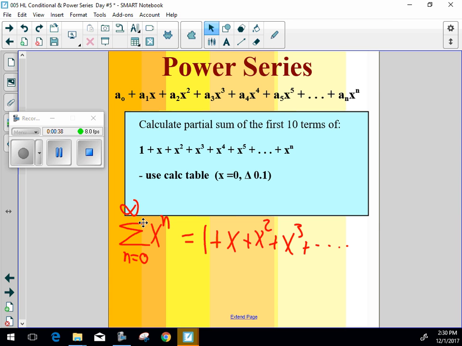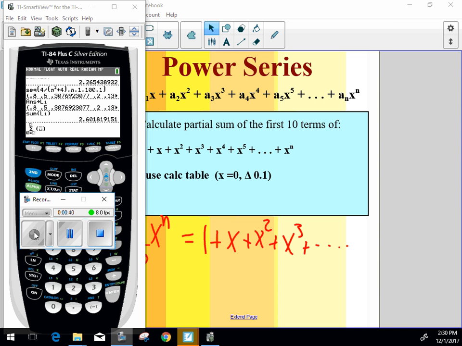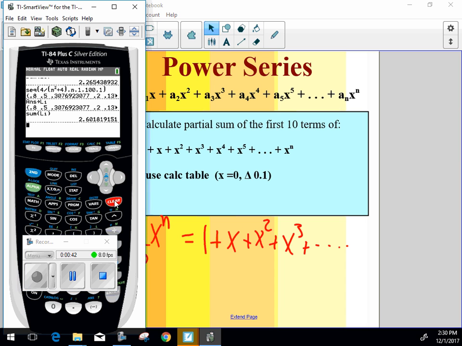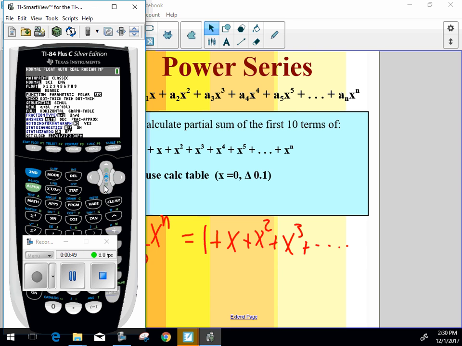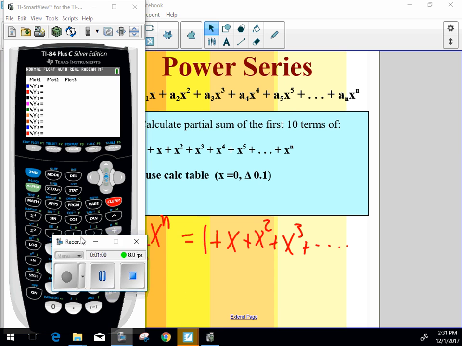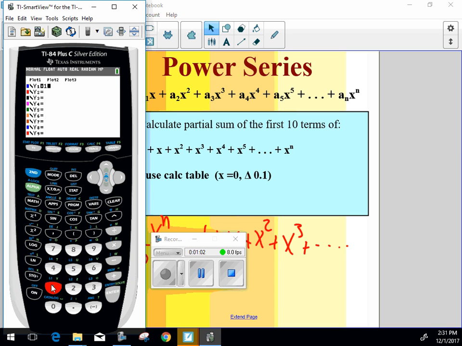I need you to take out your calculator. To put in the power rule, what you're going to do is clear this. I'm going to clear this, and I'm going to make sure I'm in the right mode. I'm in the function mode. Were we in sequence mode before? Okay, so go back to function mode, and you're going to do 1 plus x. That's a good one to start with.